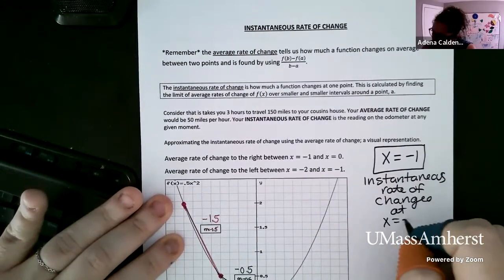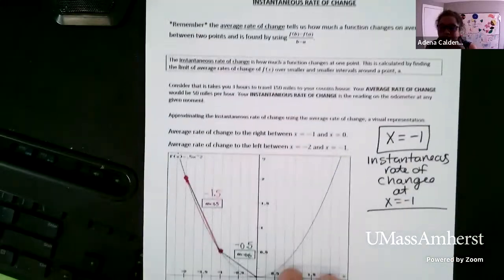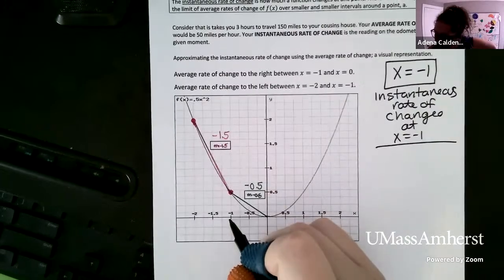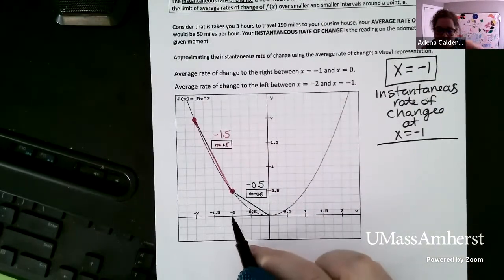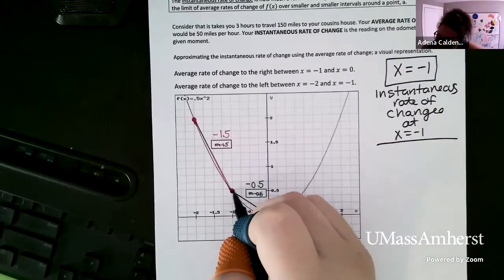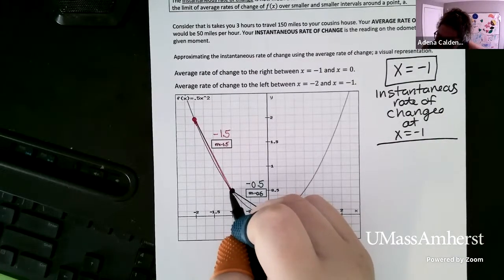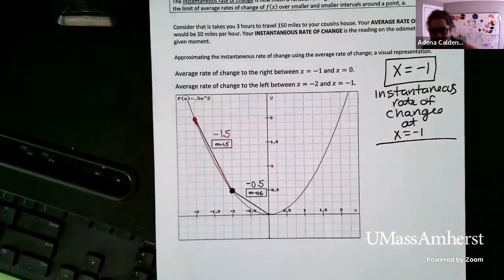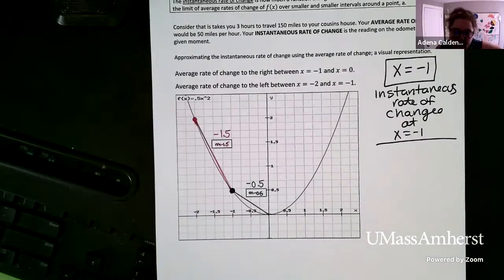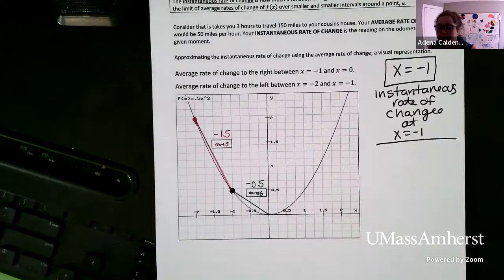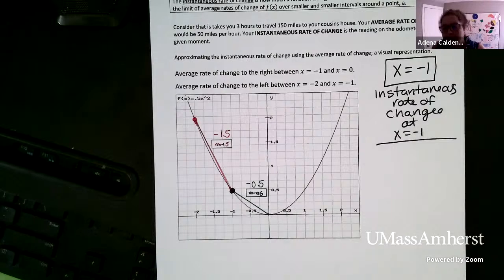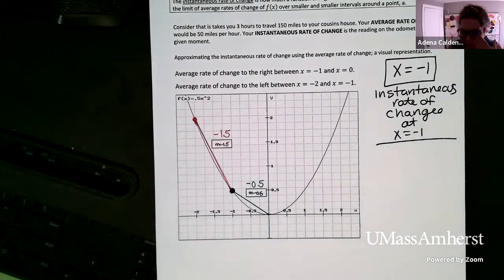at x equals -1. So that's what we're trying to think about, right? How much is our function changing at -1? So -1, we can see, is right here, and this is the point that we're interested in. We want to know how much we are changing right there, okay? Well, we don't know how to do that yet. What we do know how to do is average rates of change. So our approach is going to be to look at the average rate of change to the left of -1 and the average rate of change to the right of -1.